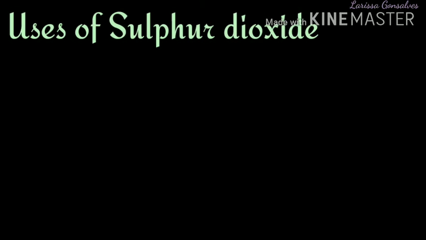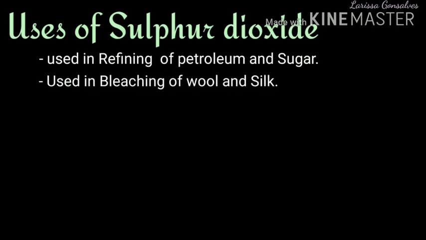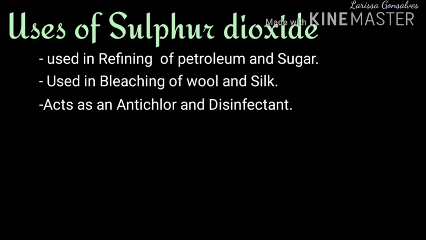What are the uses of sulfur dioxide? Sulfur dioxide is used in the refining of petroleum and sugar. It is also used in the bleaching of wool and silk. It acts as an anti-chlor and disinfectant. Anti-chlor is a substance which is used to decompose chlorine-based bleaching. Disinfectant is a substance which destroys bacteria and is used for cleaning.